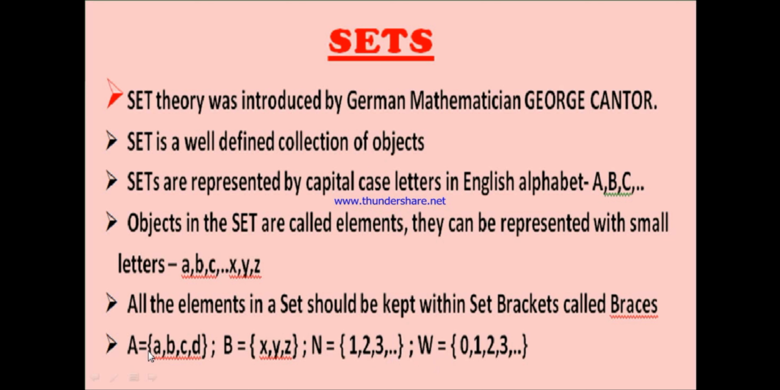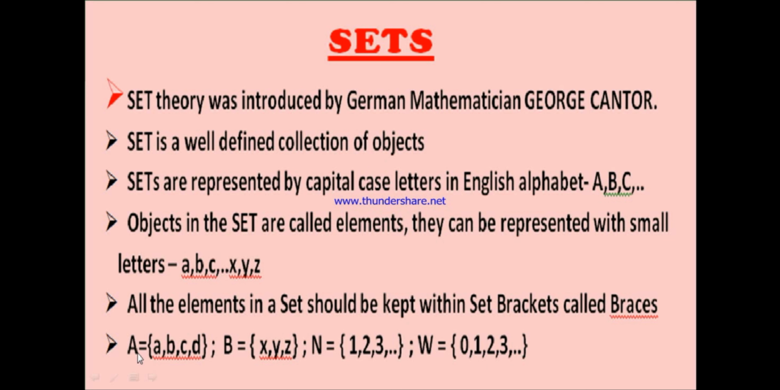Now here in this case, how many elements are there in the first set A? There are 4 elements in set A. And in set B you can find 3 elements. And in set N you can find infinite elements. And in set W also you can find infinite elements.